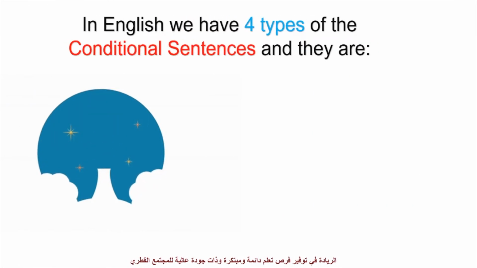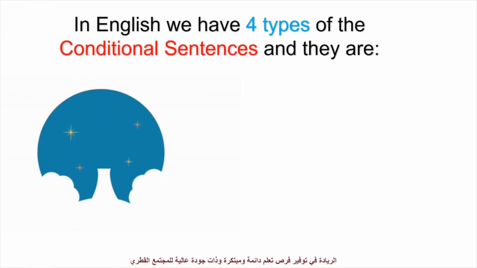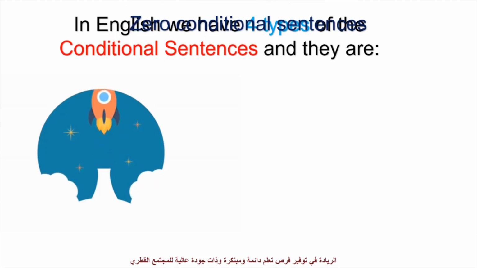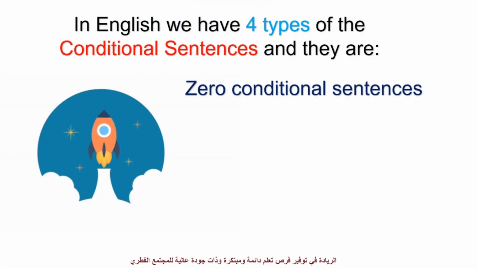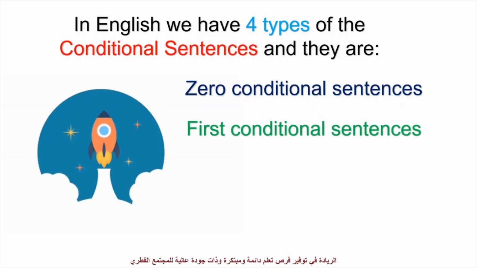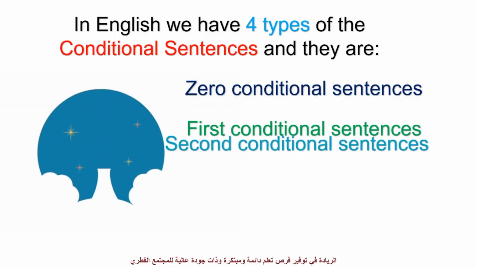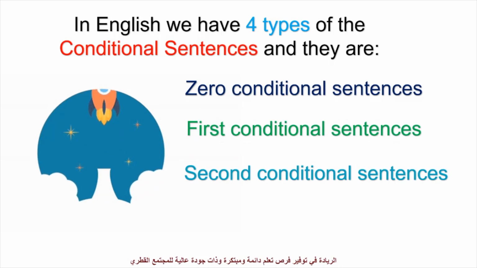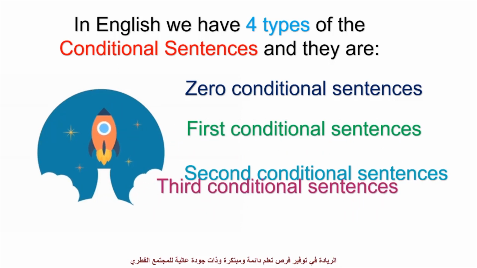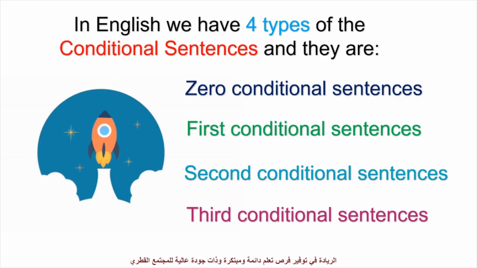In English, we have 4 types of conditional sentences, and they are: zero conditional sentences, first conditional sentences, and they call it also conditional sentences type 1. Second conditional sentences, third conditional sentences.